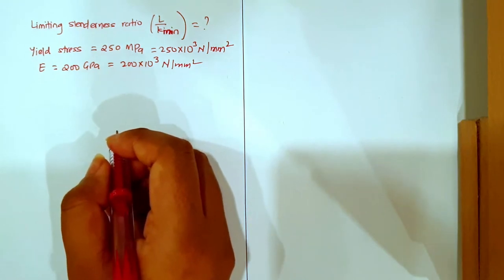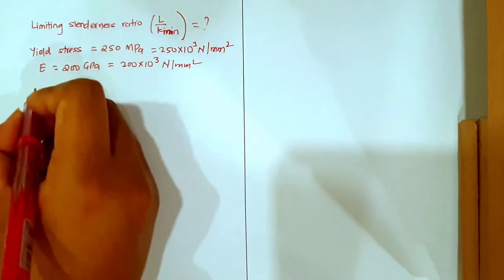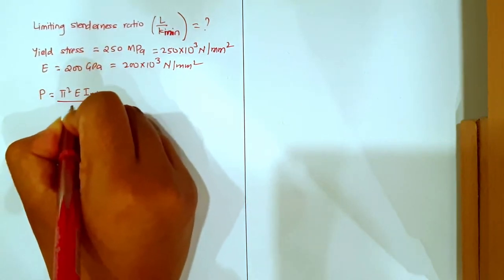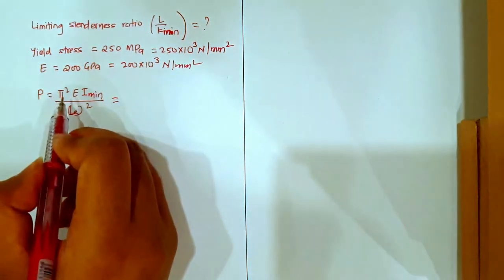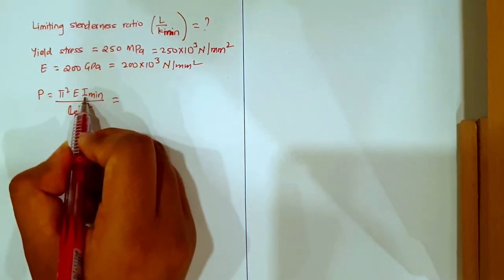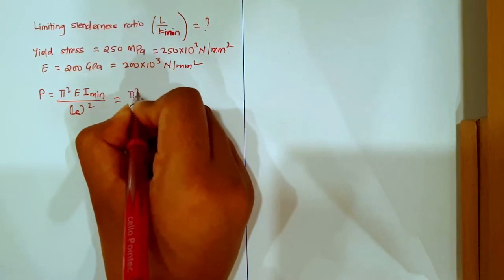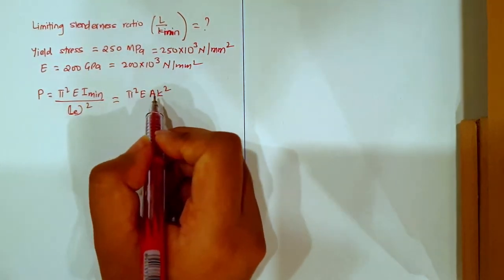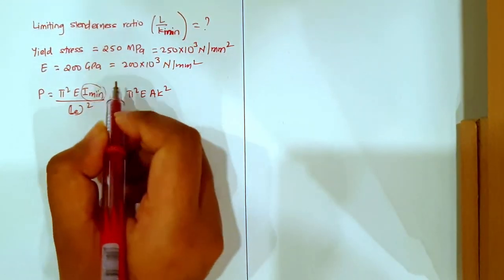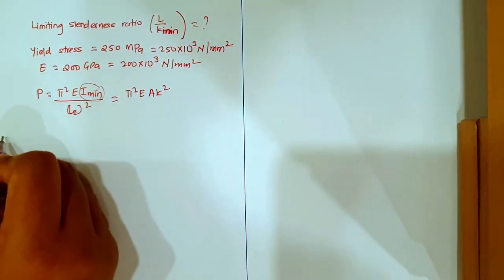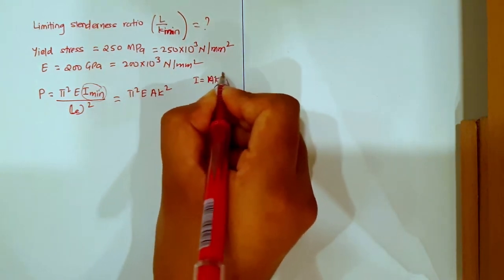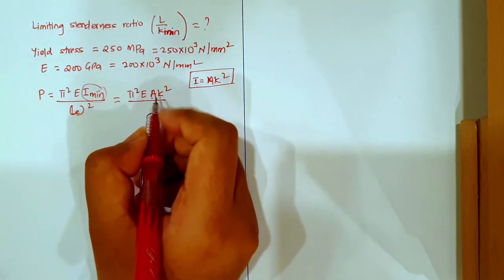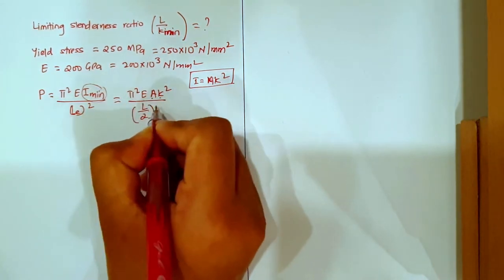Okay, and now the crippling load by Euler's formula is given by P equals pi square E I minimum by LE square, right? Now from here, I replace this I minimum using the relation I equals A k square, from the radius of gyration relation. So I'm replacing I with A k square here, divided by L by 2 the whole square.